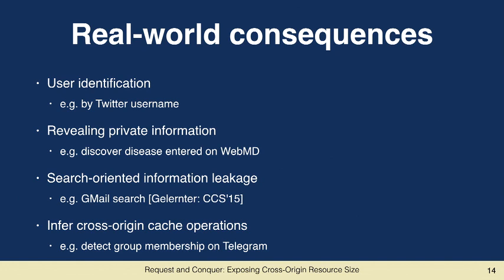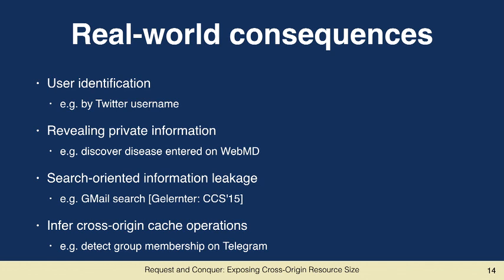So in these previous examples, I've mainly focused on a single attack scenario, namely user identification using, for instance, Twitter. But of course, these attacks can be applied in several other scenarios as well. So, for instance, if the victim is using an online health platform, such as WebMD, it may be possible for the attacker to reveal which medical conditions were entered by the user.